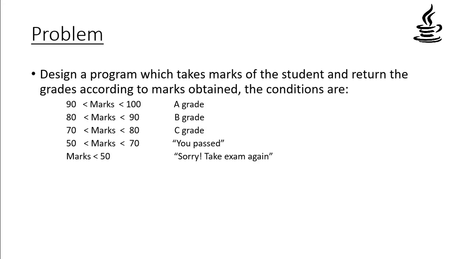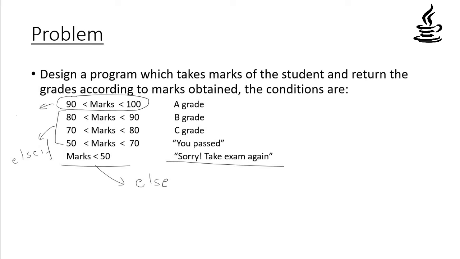But if the marks is less than 50, then we have to give "Sorry, take exam again." So we defined these four conditions, and if none of these conditions are true, that is, the marks scored is less than 50, then our program will just give "Sorry, take exam again." So this condition will be defined within the else clause. These three conditions will be defined within else if clauses, and this condition, that is the first condition, will be defined in an if clause. So let's head over to Eclipse and see how we can perform this.